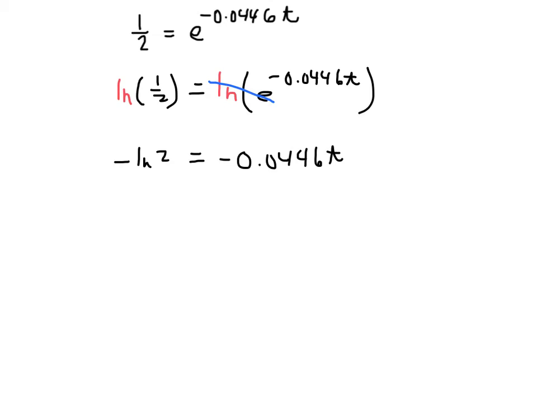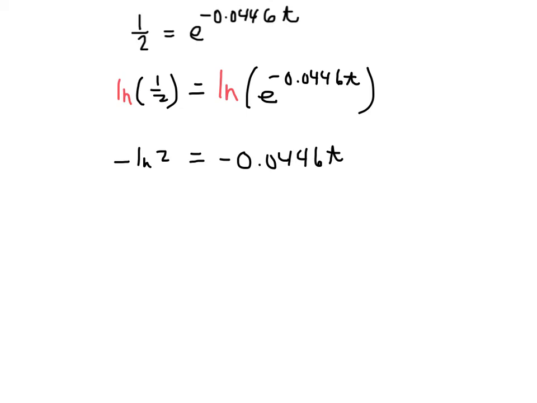That canceling out, you're not really allowed to do that. I probably should erase that. That's the practical thing that happens. But really what they are is inverse functions. They undo each other. So maybe I shouldn't officially cross those out. I should just say that when you take the natural log of e to the negative 0.0446 t, you get negative 0.0446 t.